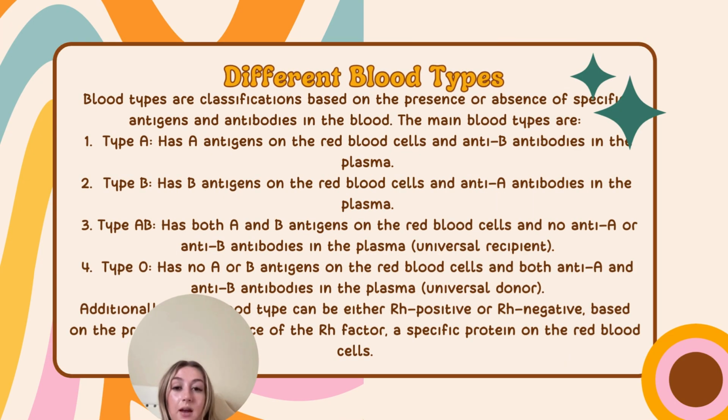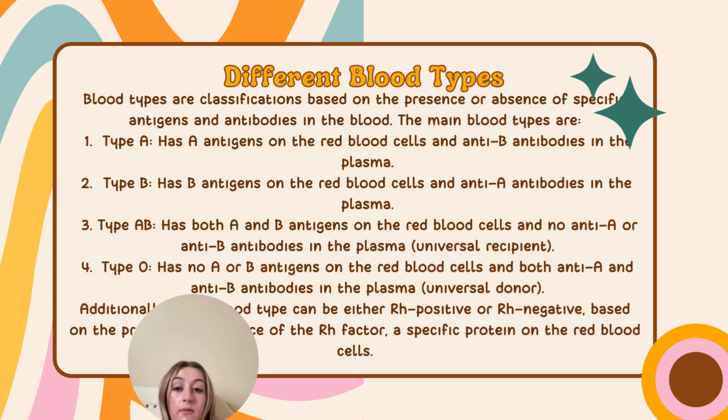For the next slide, I'm going to be talking about different blood types. This is kind of why I touched up on the first slide just earlier, that way we can really get into the different types and how they're classified. They are, again, classified by the presence or absence of specific antigens and antibodies in the blood.